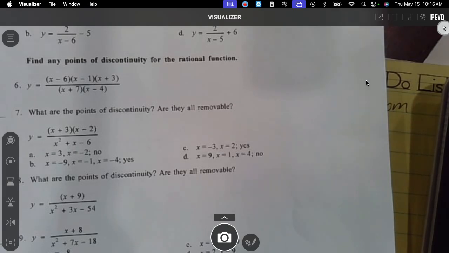Find any points of discontinuity. All the big fancy word for what numbers can x not be?